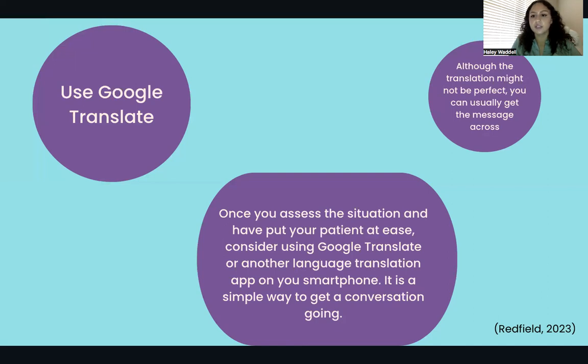Just because they don't speak your language doesn't mean you can't communicate. Although the translation might not be perfect within grammar or whatever, you can usually get the message across. And it also shows that you're willing to try and that you care enough to hear them. Even though they don't speak your language, you want to get to know them, you want to hear what's going on, and you're trying, and that goes a long way.